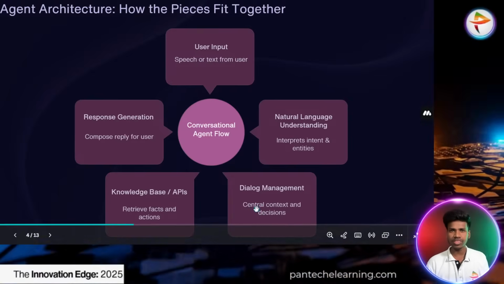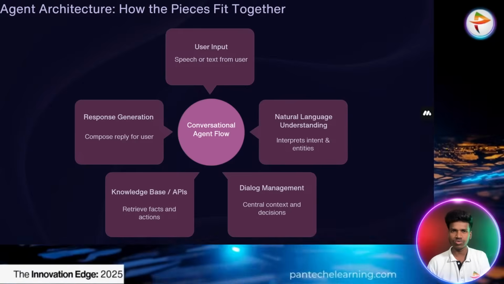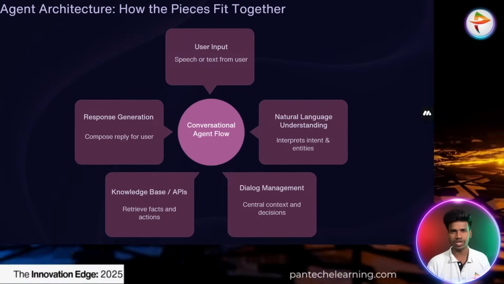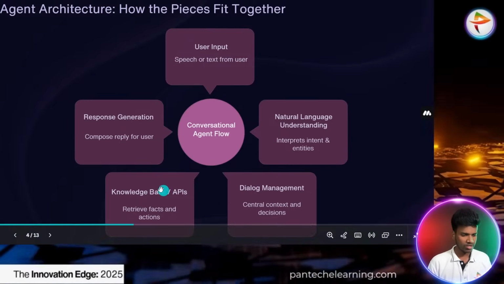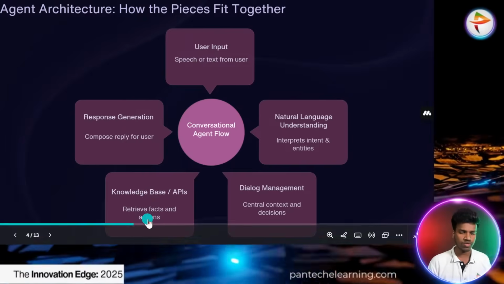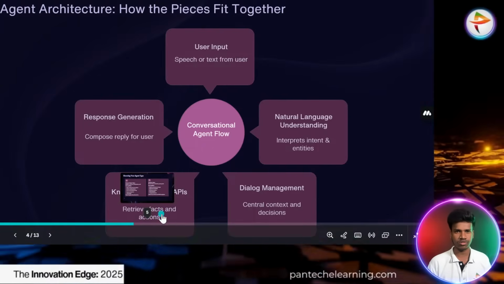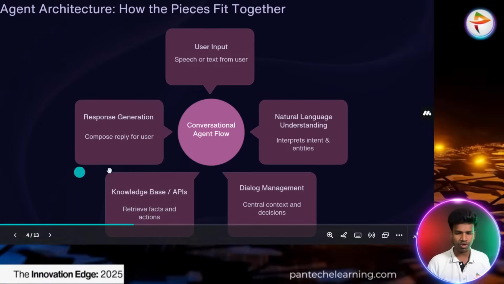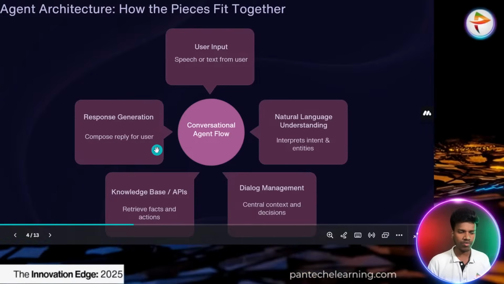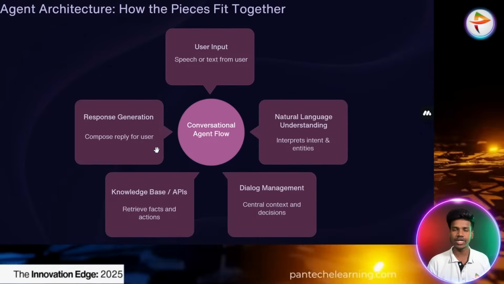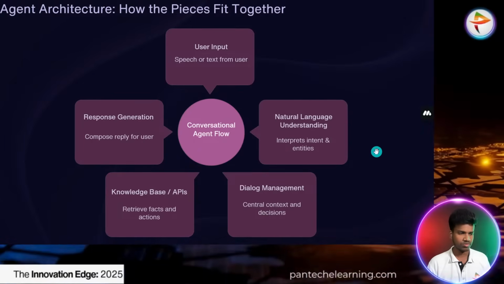The RAG model has a different approach. They have an individual resource. They have to search the answer from the particular resource file, like a knowledge base or APIs. They have to work by interacting with different software. Then response generation: compose the reply for the user. You have to generate the answer for the user. This is the agent architecture.